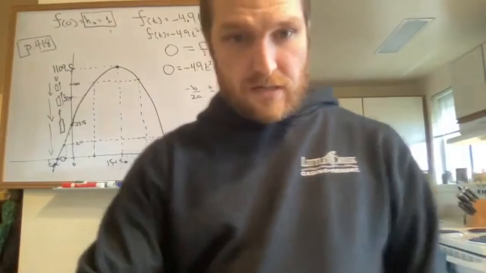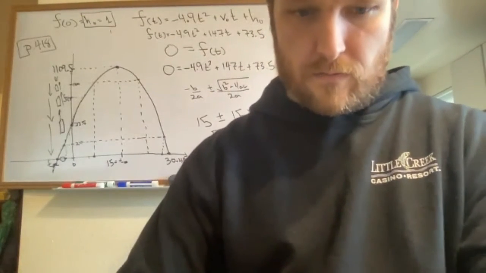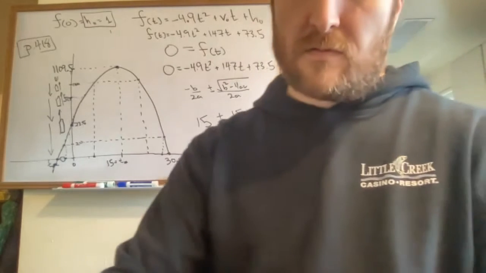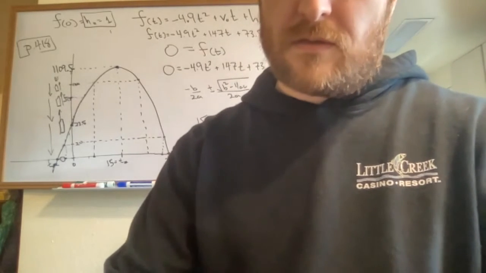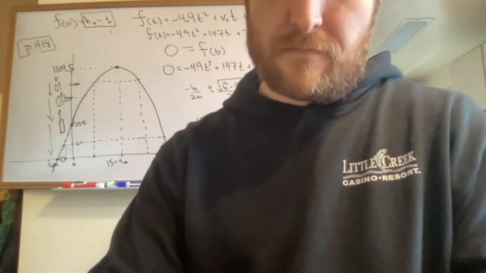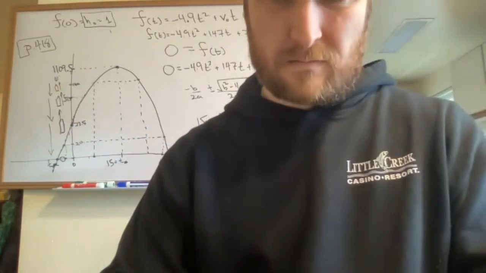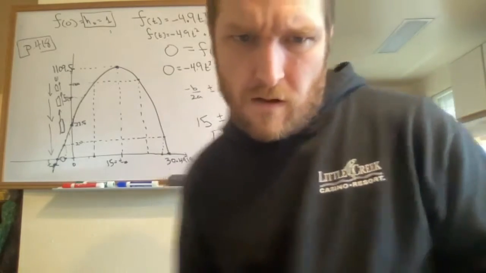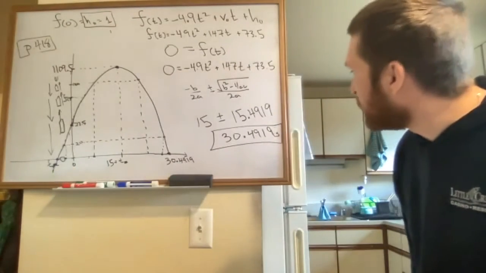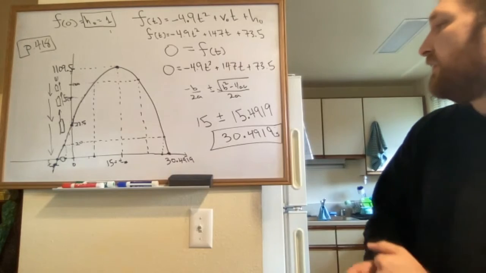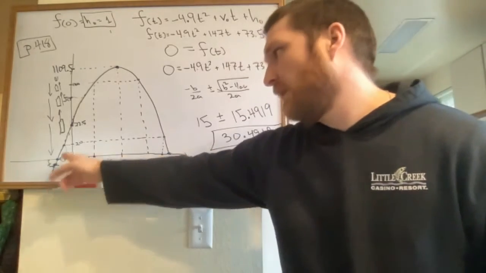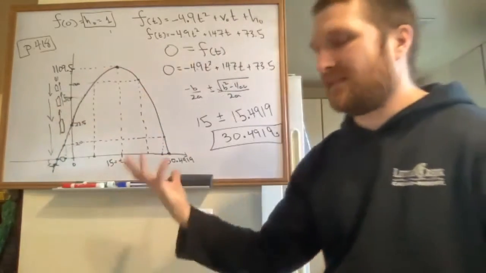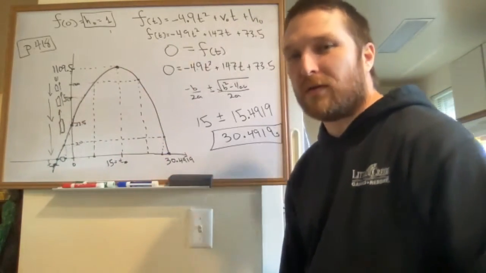And I'm going to make sure I got that right by plugging this in real quick. Yep, 30.4919 right there. The negative one does not make sense because none of this applied beforehand. He was like in the process of being thrown, right?